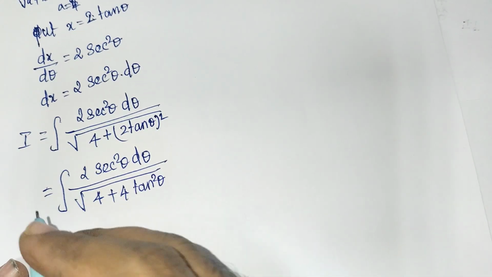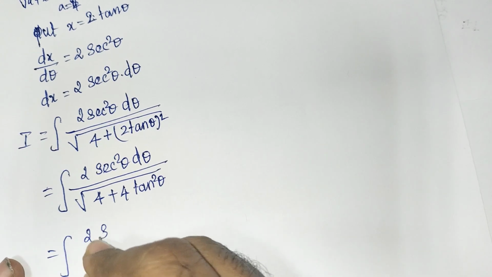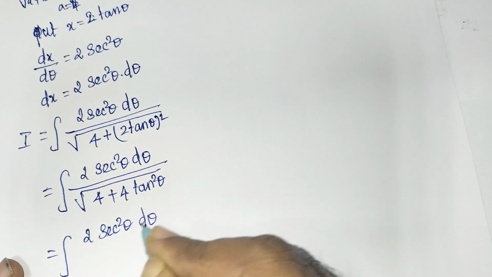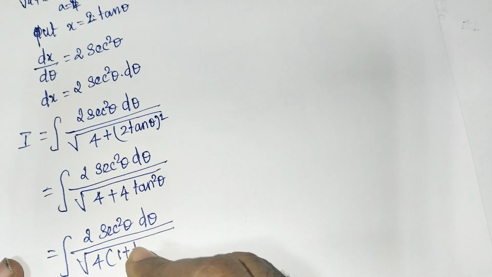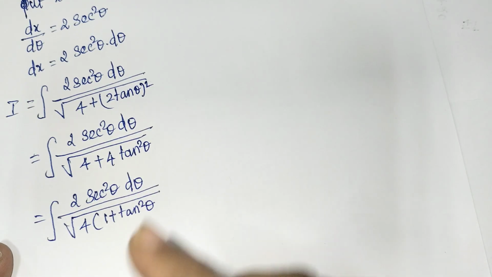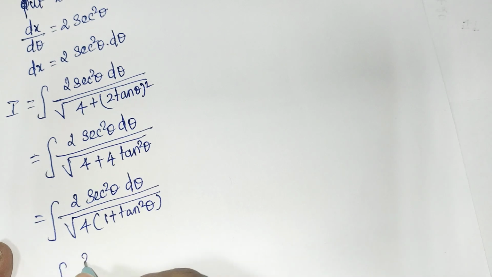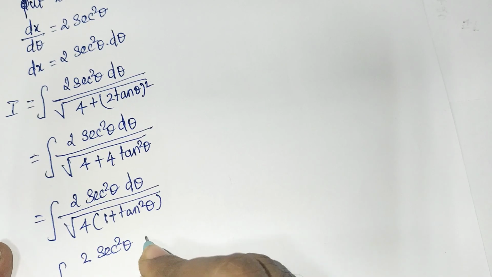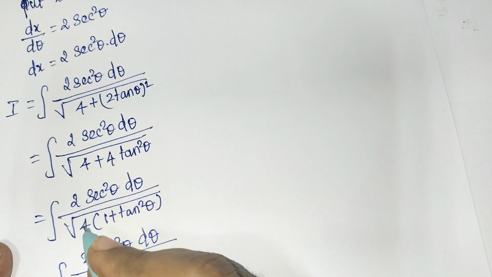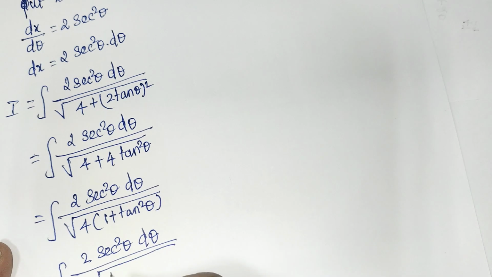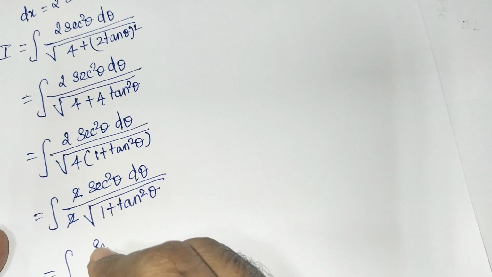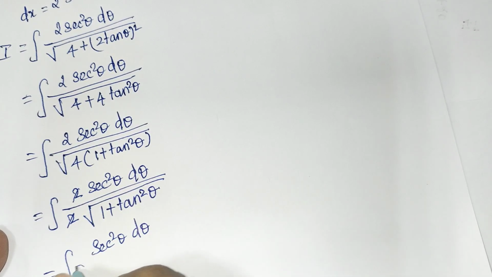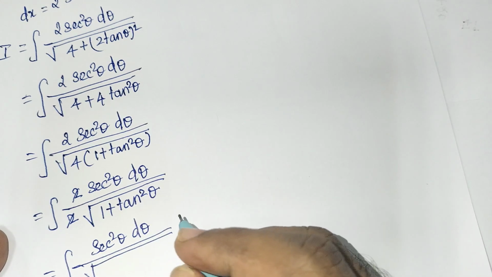Okay, so next integral 2 secant square theta d theta divided by, here I'll take 4 outside commonly, 4 of 1 plus tan square theta. Then I'll write integral 2 into secant square theta d theta divided by square root of 4 will be 2. Remaining I will write in square term 1 plus tan square theta. Okay, this 2 will cancel. I will write integral secant square theta d theta divided by square root of 1 plus tan square theta.